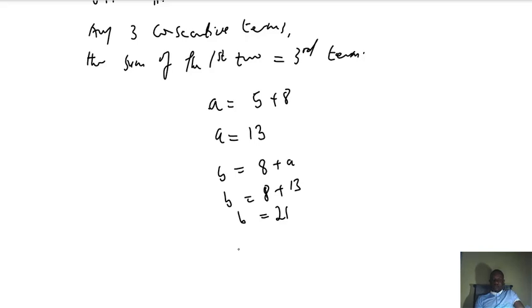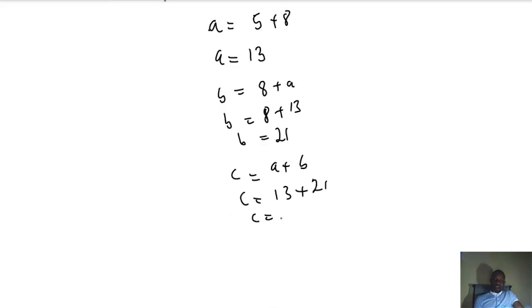The same thing applies to C. So C will be equal to A plus B, and we have A to be 13 and B to be 21. So C will be equal to 34.